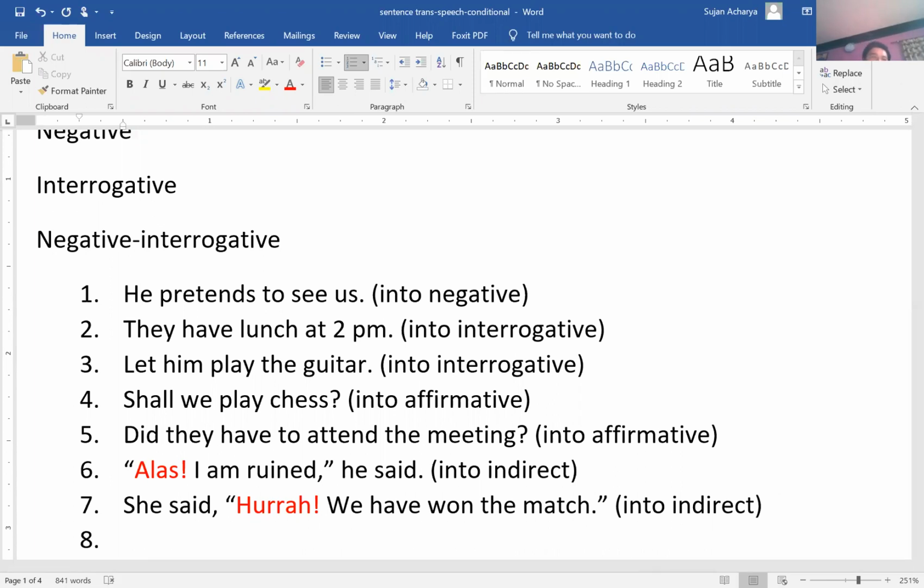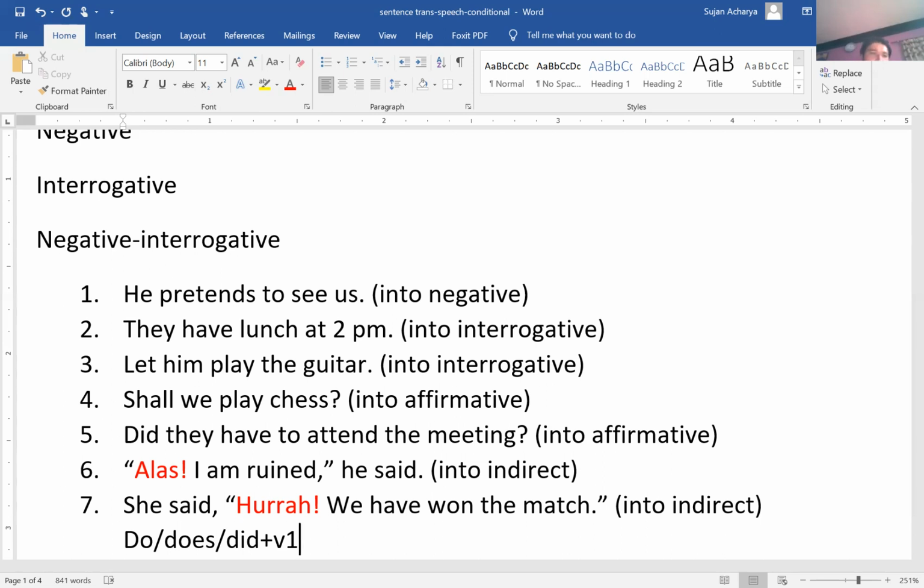We don't have to go through the rules like subject plus main verb, affirmative, subject plus do, does, did plus not plus V1. We only need to know, while doing sentence transformation, that after do, does, did, we always use V1. This is important.